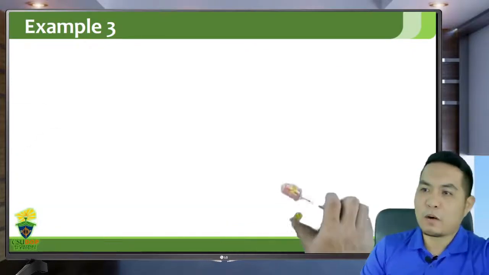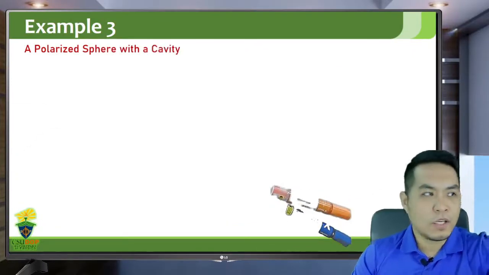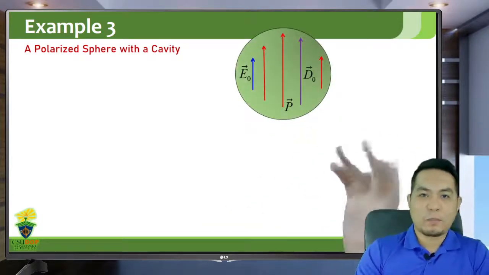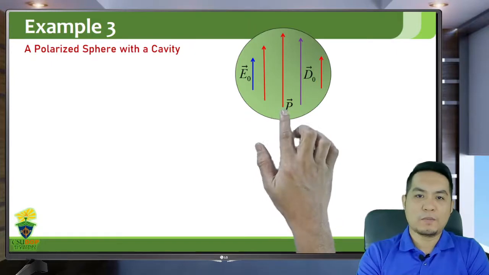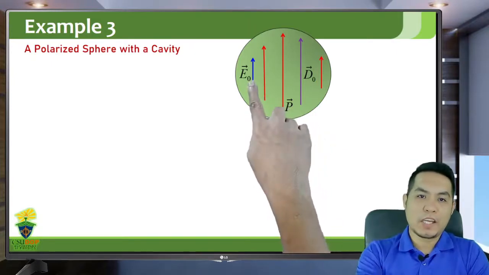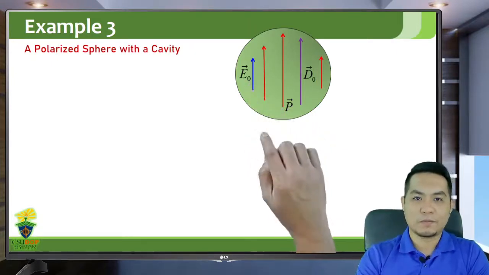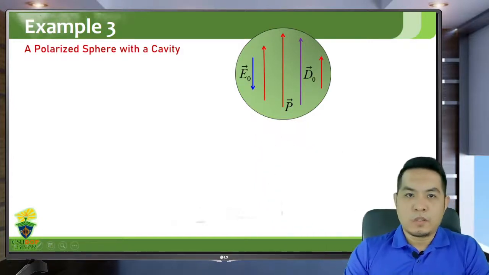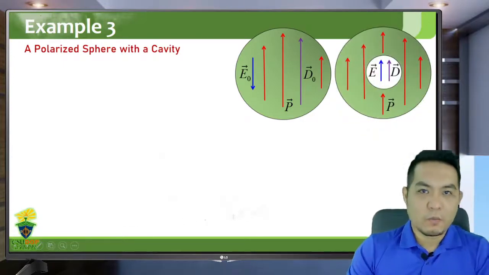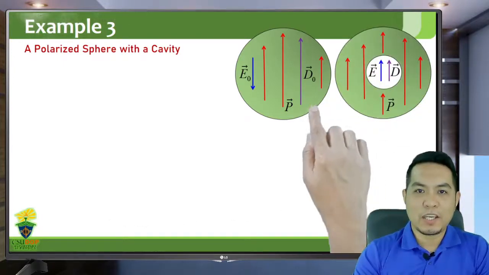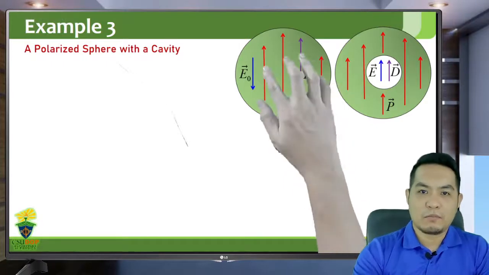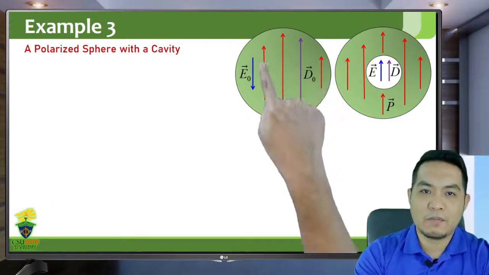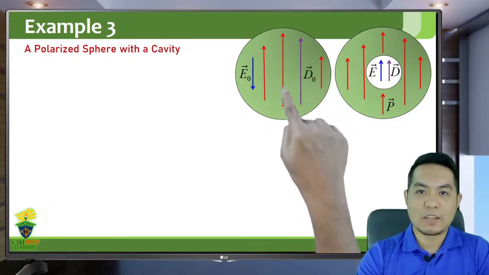Okay, let's now go to a third example: a polarized sphere with a cavity. So you have a polarized sphere. Initially, this is the polarization P, and it has an electric field E sub 0. So this is a polarized sphere with a cavity. Initially, it's a whole sphere, and then you carve a cavity at the center of the sphere.